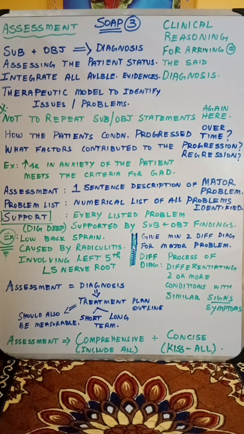I'll give you an example. Finally, an assessment is listed like this. In low back sprain, it is low back sprain caused by radiculitis involving the left fifth LS nerve root. This is the final statement. And one more statement, as I told you, increase in anxiety of the patient meets the criteria for GAD. This is the final assessment.